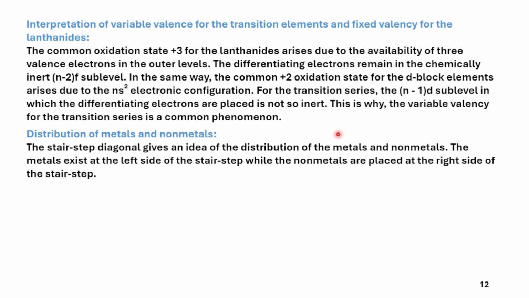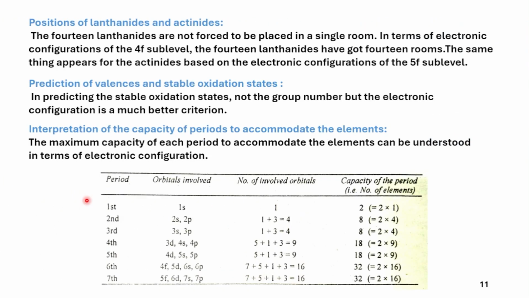Okay, fine. Now the next one is the distribution of metals and non-metals. The stair step diagonal gives an idea of the distribution of the metals and non-metals. The metals exist at the left side of the stair step, while the non-metals are placed at the right side of the stair step. What I was mentioning while showing the periodic table, I will clear in later videos. Still, I'll go and show it.